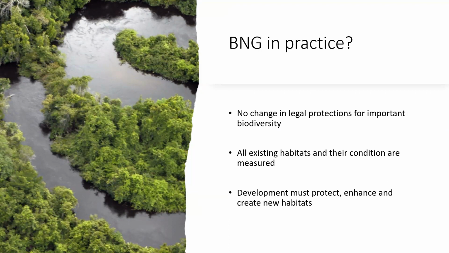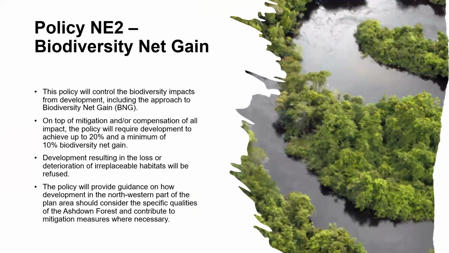And next slide, please. So preferred policy NE2 sets out the local plan response to biodiversity net gain. All development should ensure the protection, conservation and enhancement of biodiversity. If harm cannot be avoided, then such harm should be adequately mitigated. And where it cannot be adequately mitigated, then as a last resort, harm must be compensated for. And where it cannot be compensated for, then planning permission should be refused.